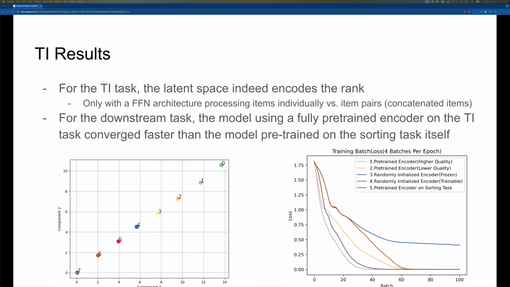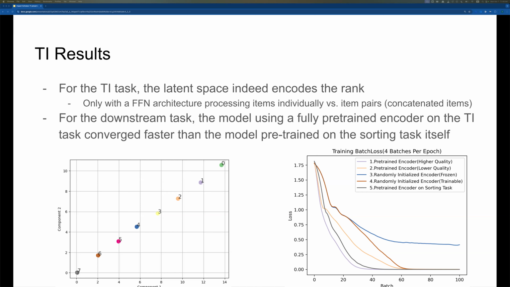And for the downstream task, the model using the fully pre-trained encoder on TI, the high quality line in the graph, actually converged the fastest, even faster than the model with an encoder that was pre-trained on the sorting task itself. That one is the dark gray line. Most of the models actually got 100% performance, so we were really measuring the convergence speed.